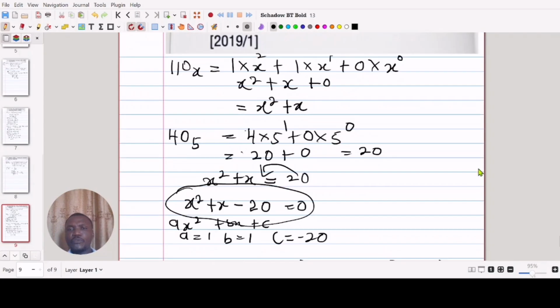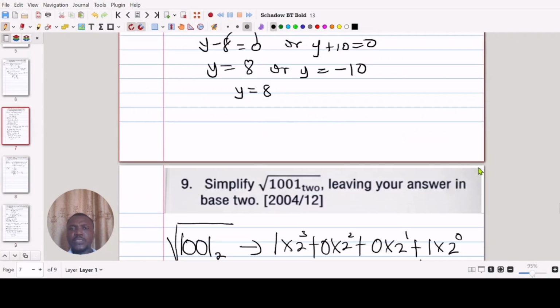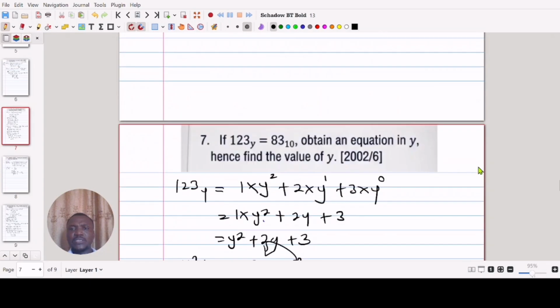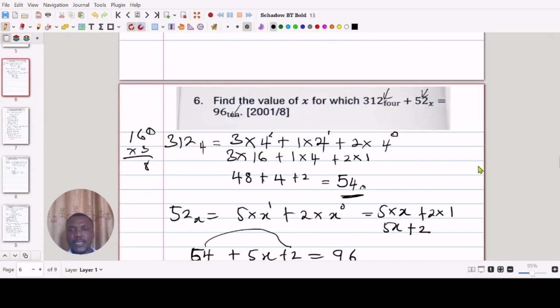That's how to solve questions whenever you come across this kind of question, number system questions in your exam. That's how to solve it.